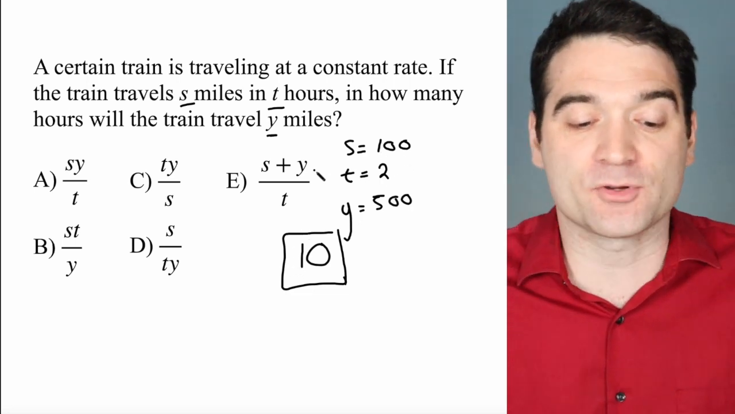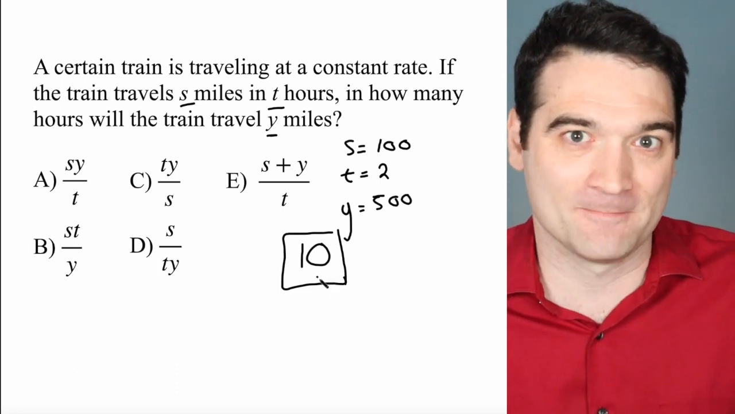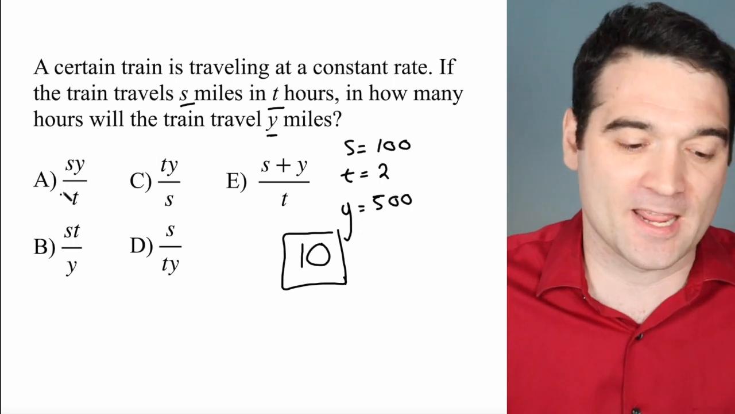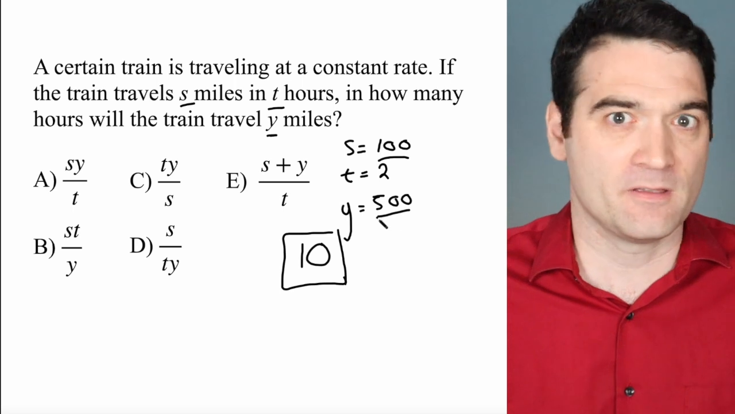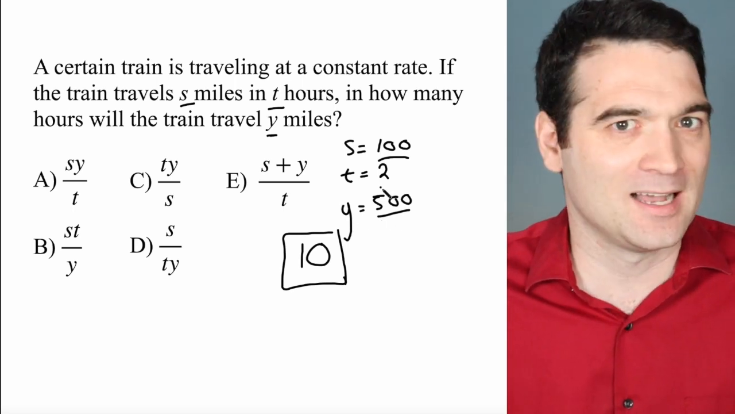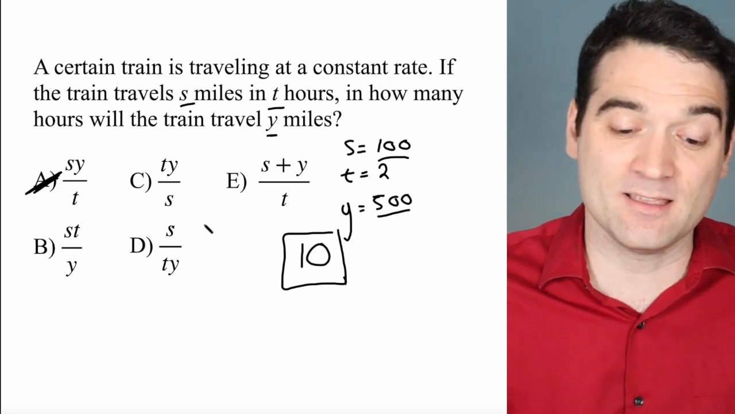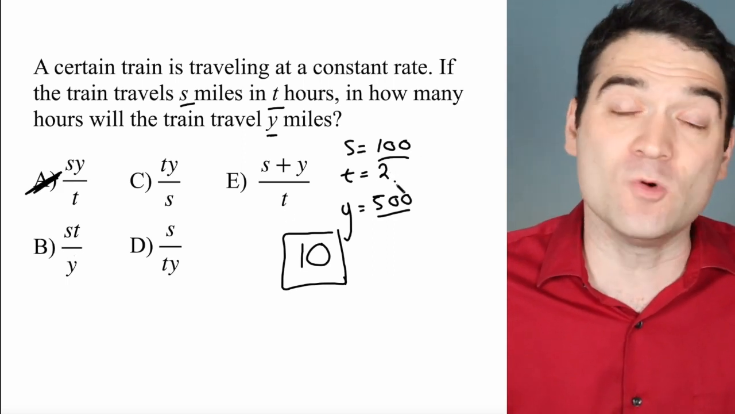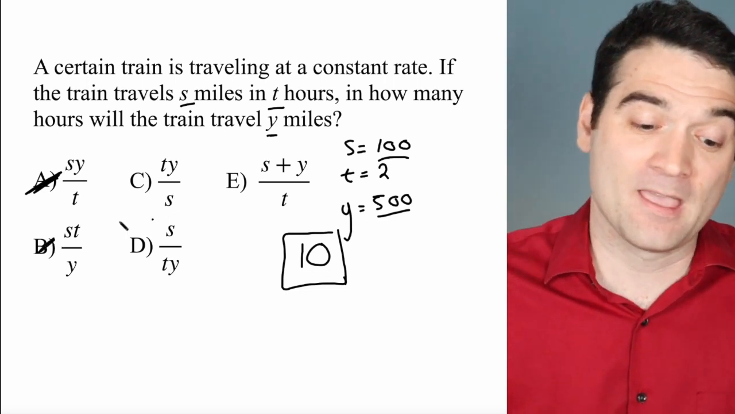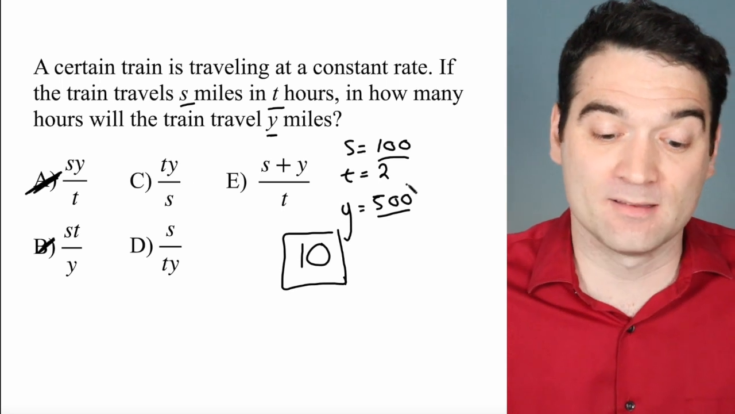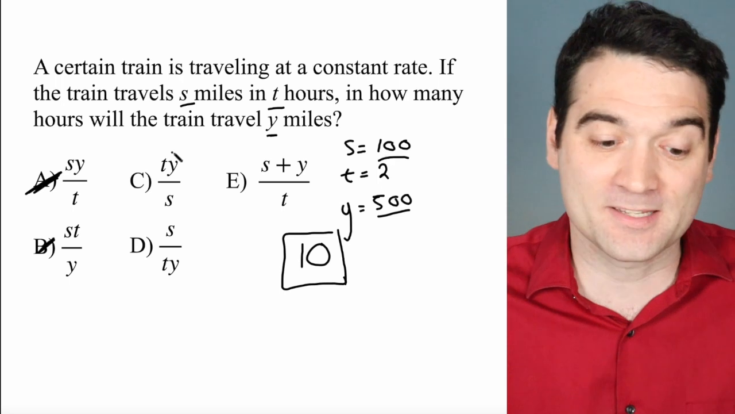If we plug these numbers into the answer options, the one that gives us 10 is going to be the correct one. So let's take a look. We'll start with answer option A here. s times y divided by t. So 100 times 500, 50,000, divided by 2, I don't think so, right? That's not 10. s times t, that's 100 times 2, 200 divided by 500 is not 10, right? t times y, 2 times 500 is 1,000, divided by 100, well, that is 10.